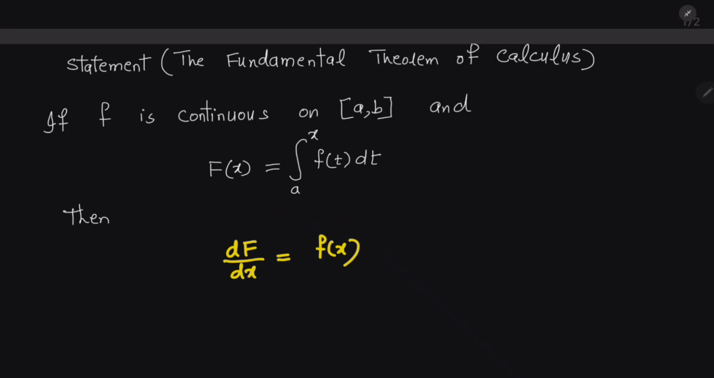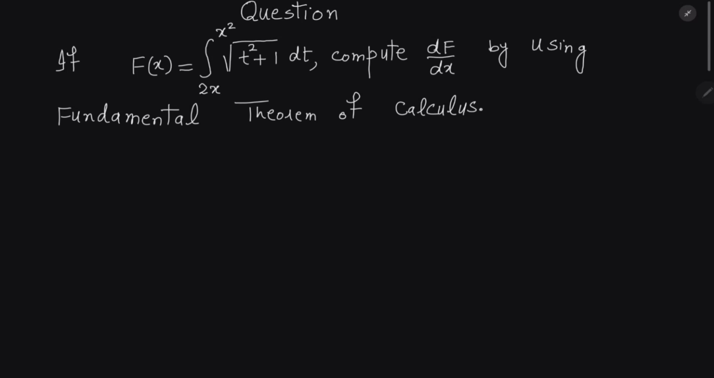This is the statement of the fundamental theorem of calculus. One thing we should notice is that the lower limit is fixed in that case, and if you look at the question, the lower limit as well as the upper limit are variable. So we cannot directly apply the fundamental theorem of calculus and compute df by dx. So first we need to have a constant limit.